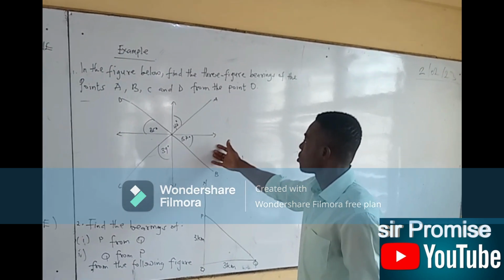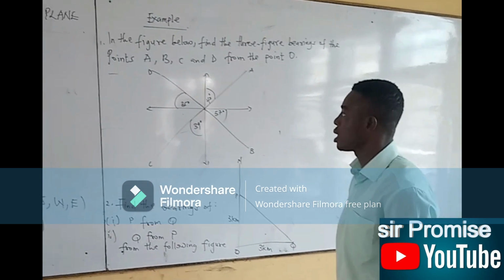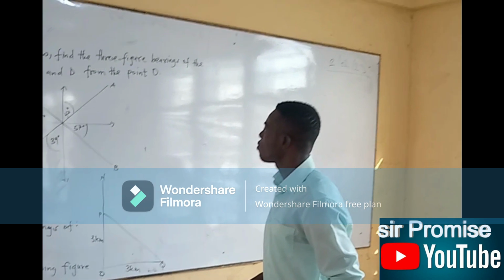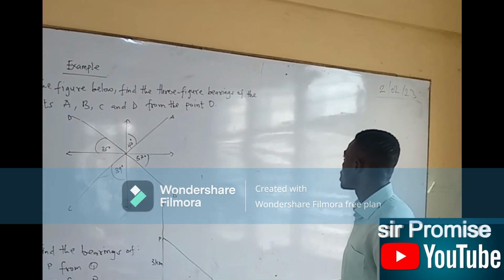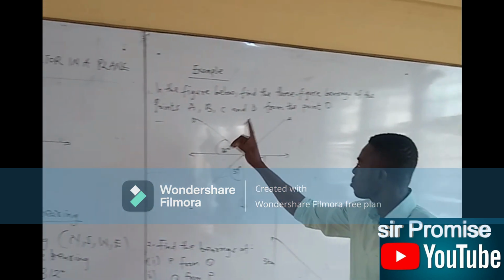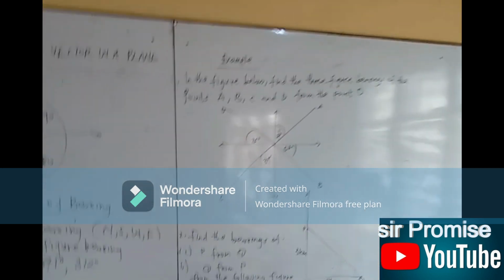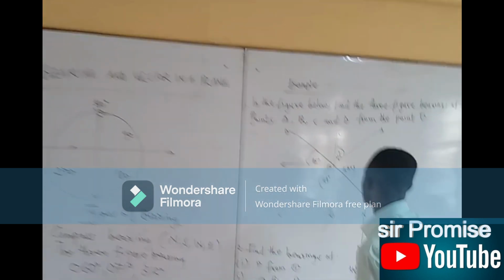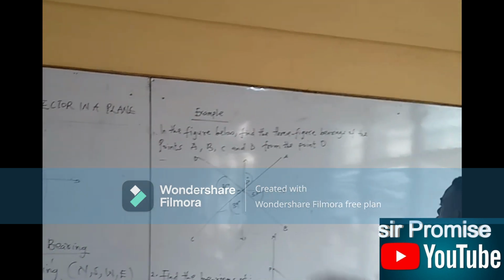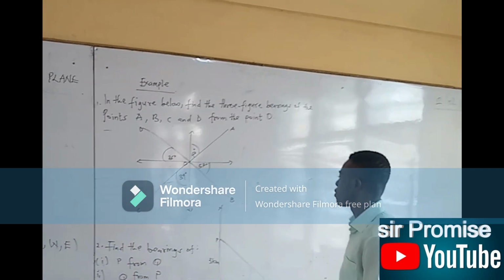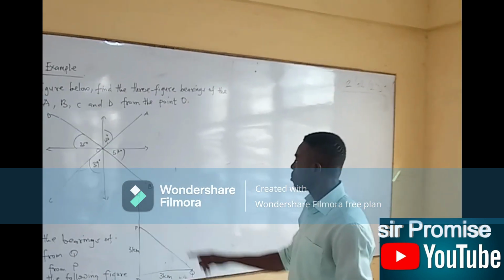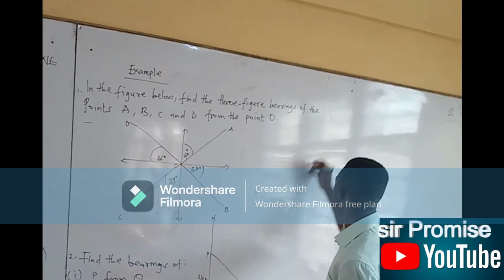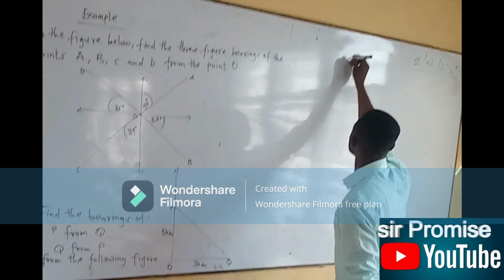Example under the three-figure bearing that we are talking about. So this is one practical question that can be in the WASSCE. So the question is, in the figure below, find the three-figure bearings of the points A, B, C, and D from the point O. So it means that we have the initial point O to be here. So A, B, C, and D, we are finding the bearing. And we said that bearing starts from the north. So it means that to solve it, solution here.